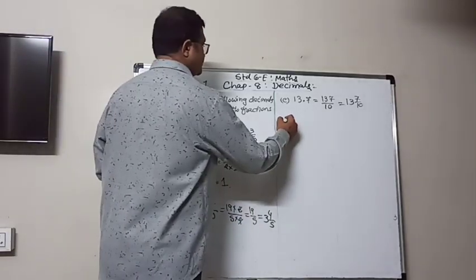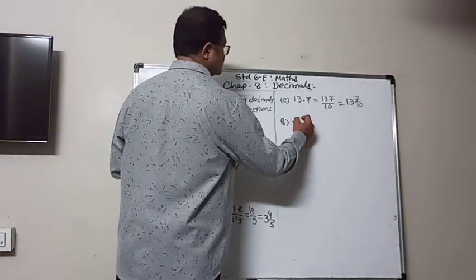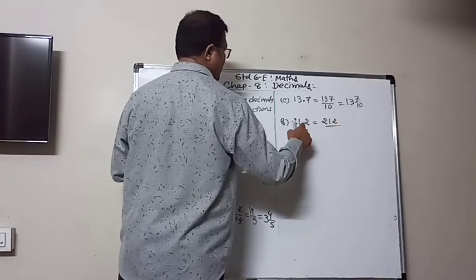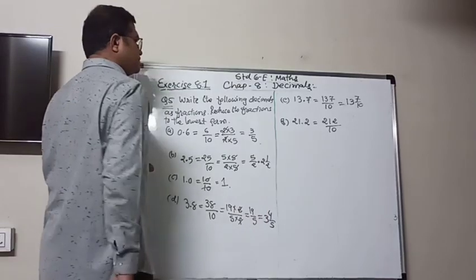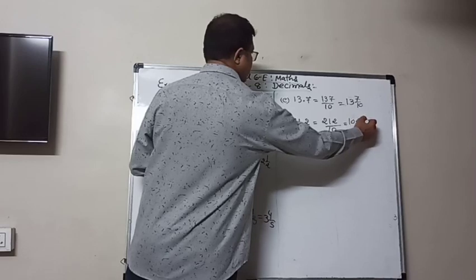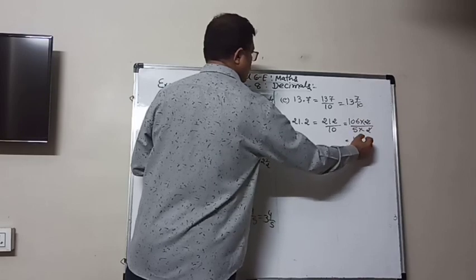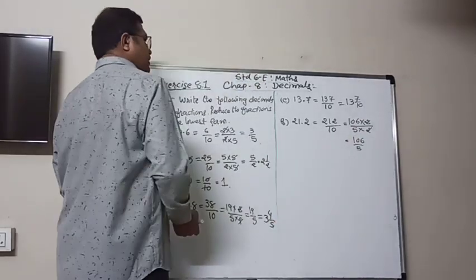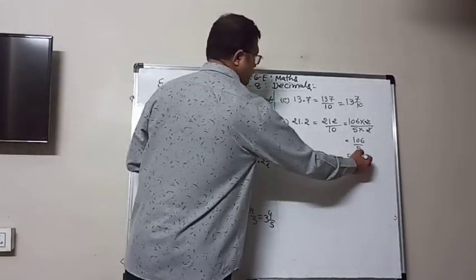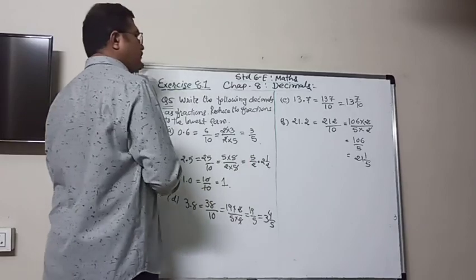F. In F it is 21.2. So if you take out the decimal point, it is 212 upon 10. So now 212 is 106 multiplied by 2, and 10 is 5 multiplied by 2. So that is 106 upon 5, which can be written as 5 2s are 10, 5 1s are 5, 1 remaining. So 21 integer 1 upon 5.